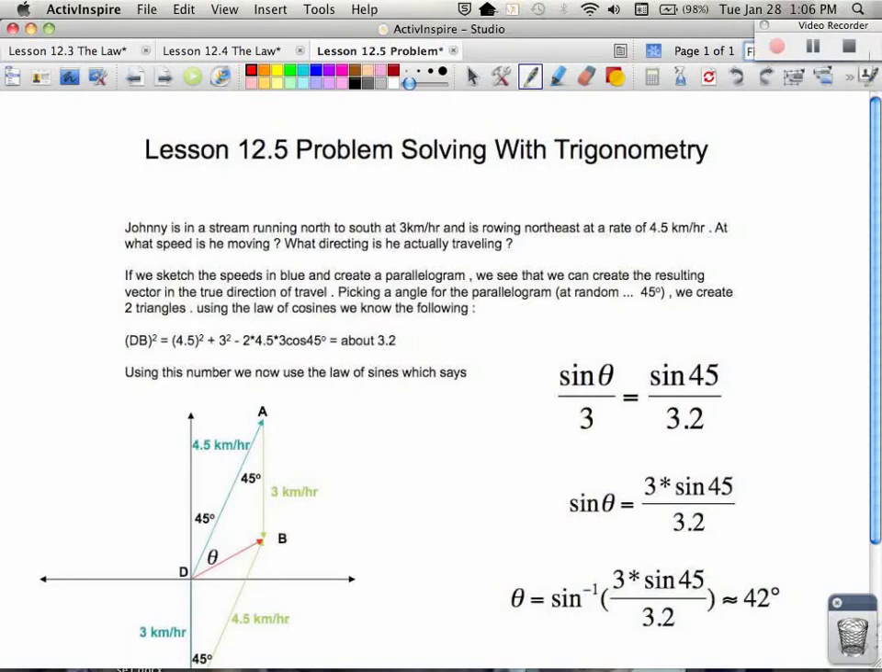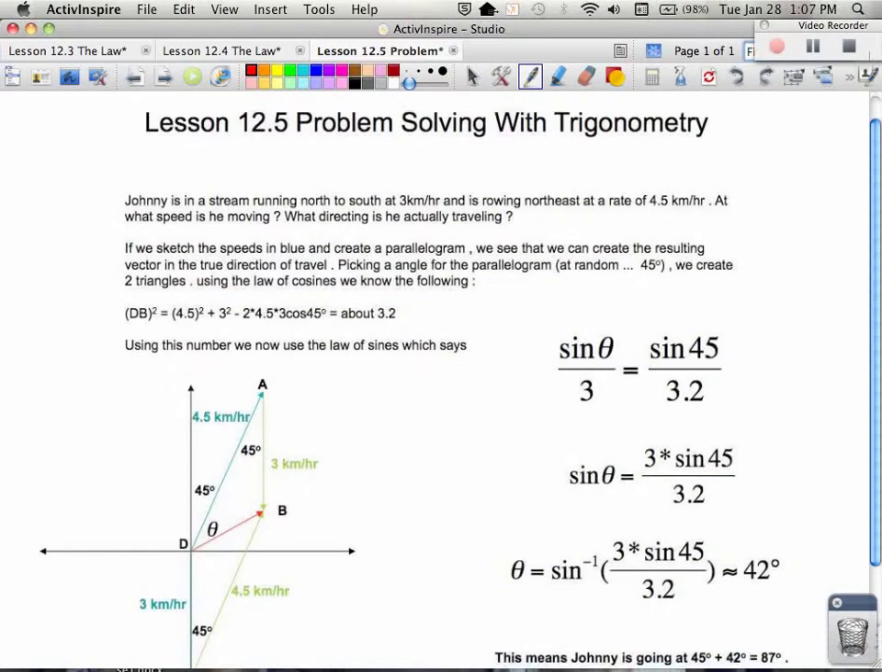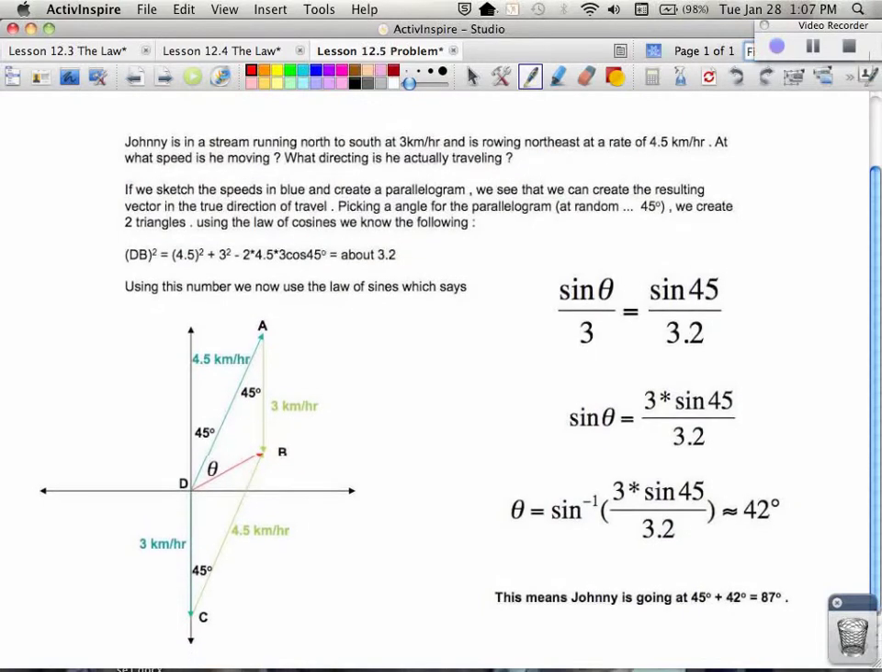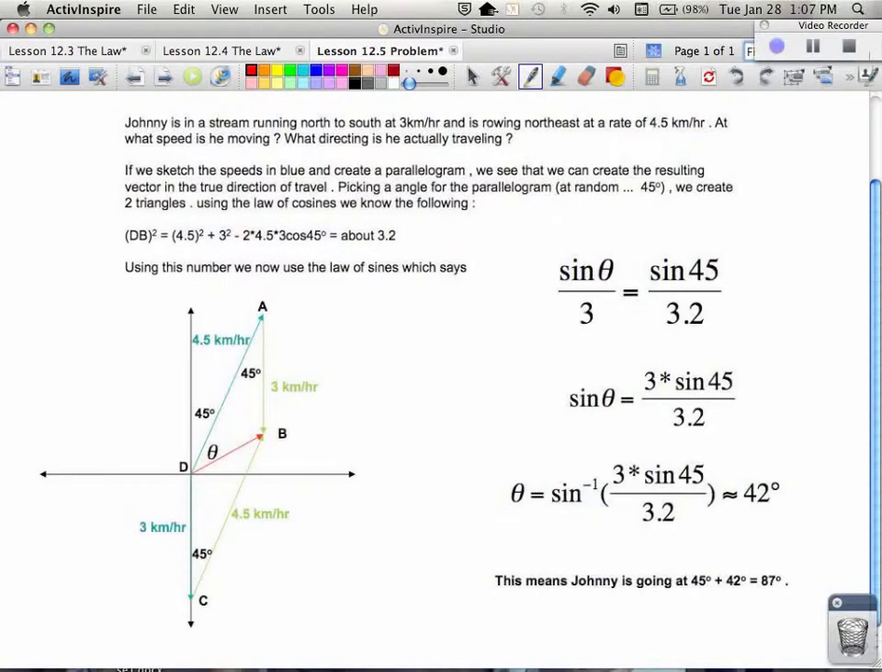In lesson 12.5, which is problem solving with trigonometry, I just wanted to show you an example of a problem that's pretty complicated, not one that you're going to actually have to do in our course or anything like that, but just kind of the epitome of how you put the law of sines and law of cosines together.